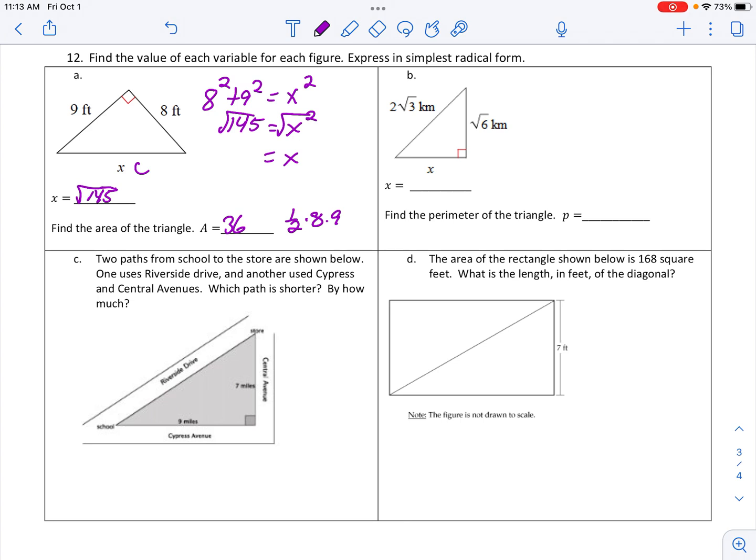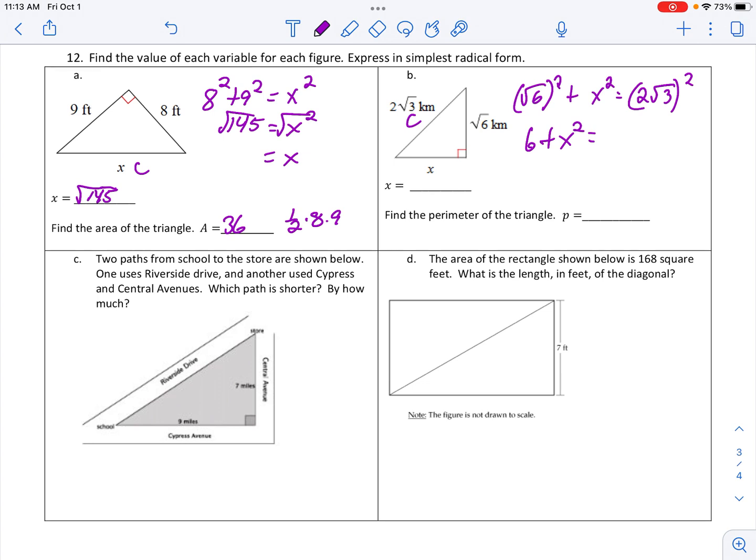Okay, letter B. The X this time happens to represent your leg. C is your hypotenuse. Now, as we work through this one, because we're dealing with some radical side lengths, you better make sure you are using those parentheses properly. Square root of 6 times the square root of 6 gives me 36, and the square root of 36 is 6.